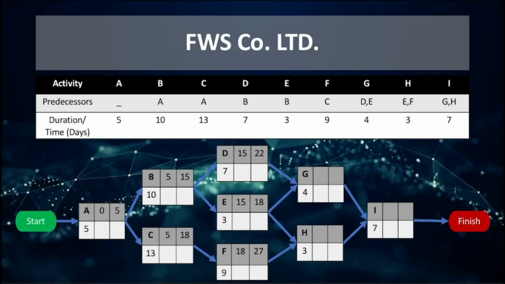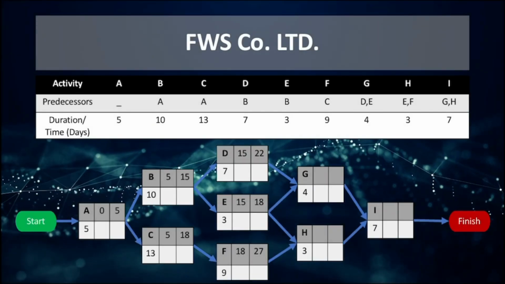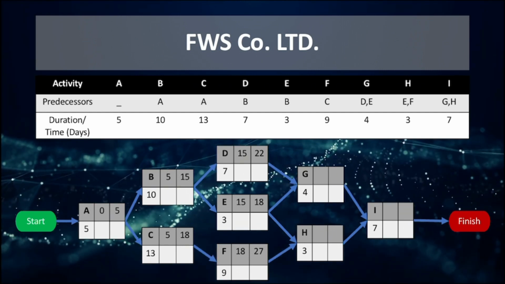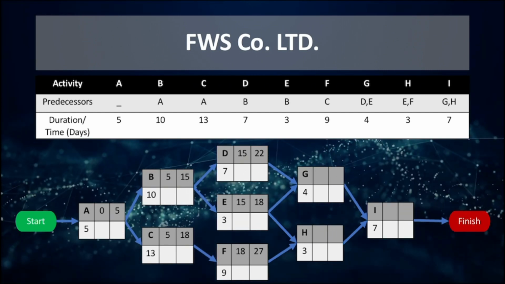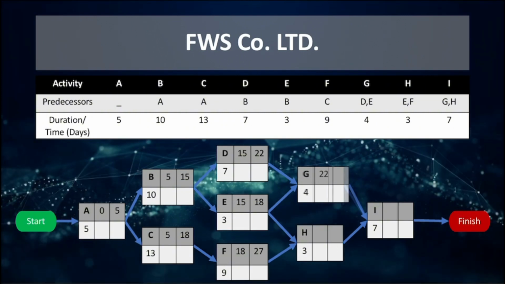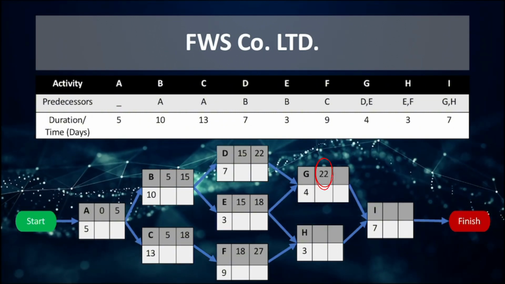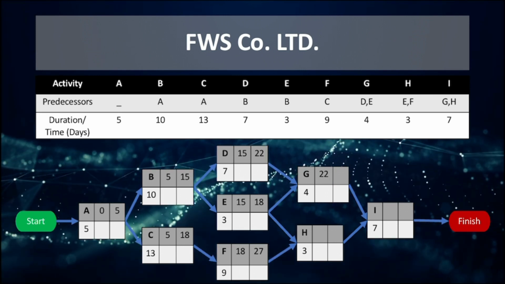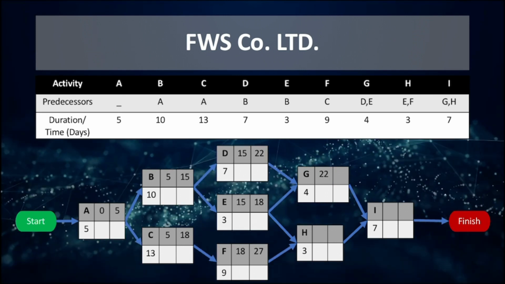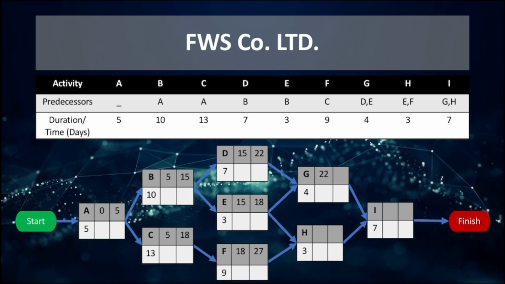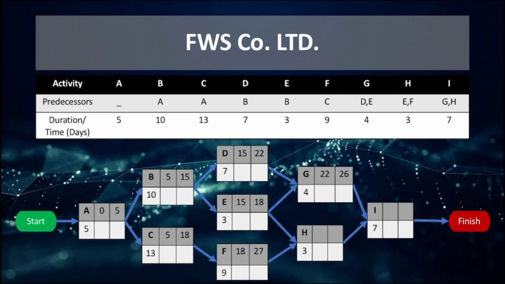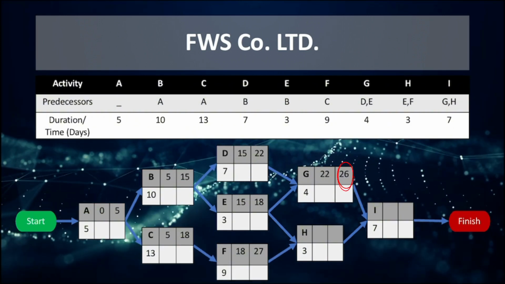27. G needs E and D to complete before it can start. Since the earliest finish times of E and D are 18 and 22, then the earliest time that G can start is 22. In other words, the highest earliest finish time between E and D should be the earliest start time that G can start, which is 22. G will have an earliest finish time of 4 plus 22 is equal to 26.